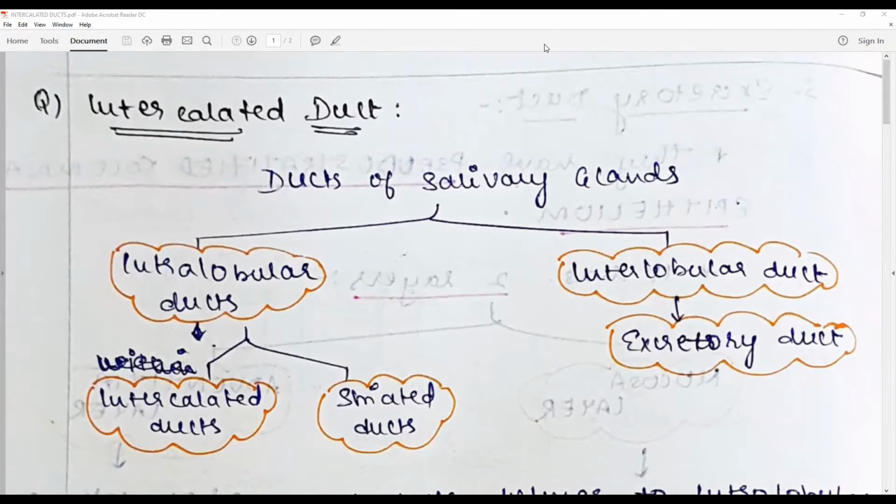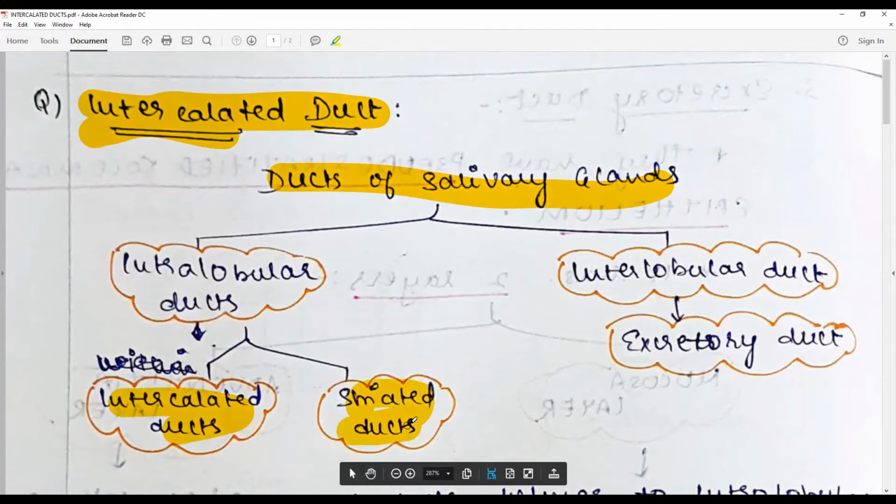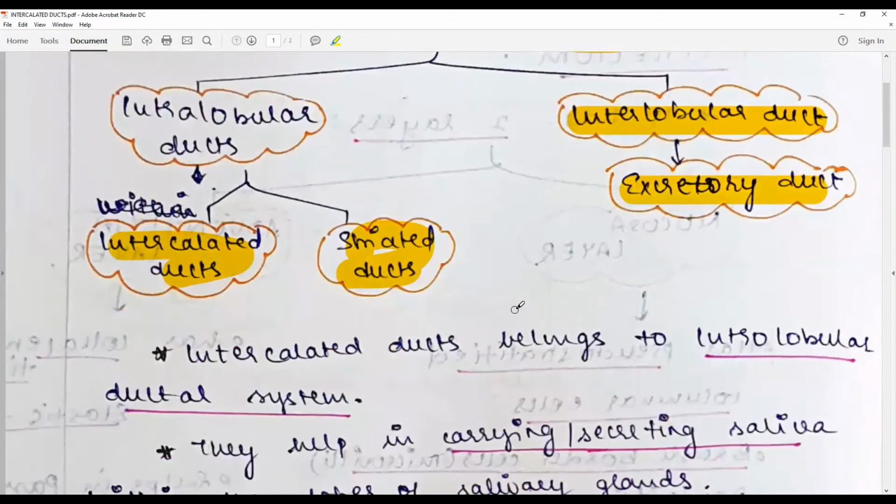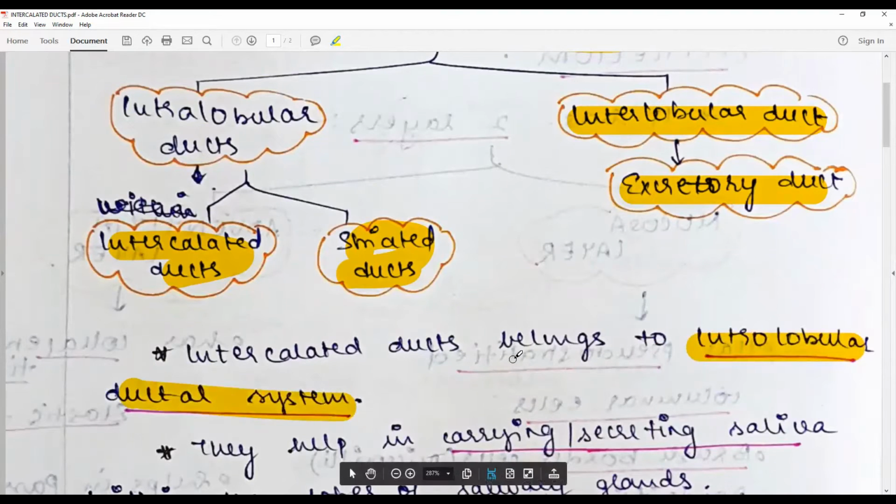The question that we are going to discuss today is in the salivary gland chapter, an important question: the intercalated duct, often repeated in exams. To begin with the answer, classify the ducts of the salivary gland as intralobular, within the lobule of the salivary gland, where we have intercalated ducts and striated ducts, and interlobular, between the lobules, where we have the excretory duct structures. Intercalated ducts belong to the intralobular ductal system.